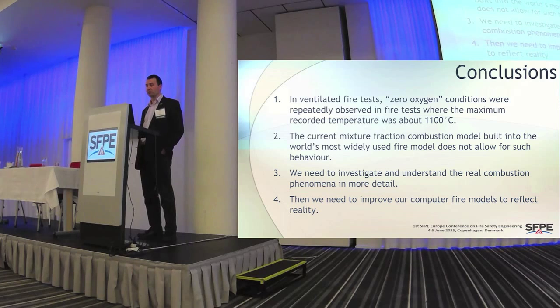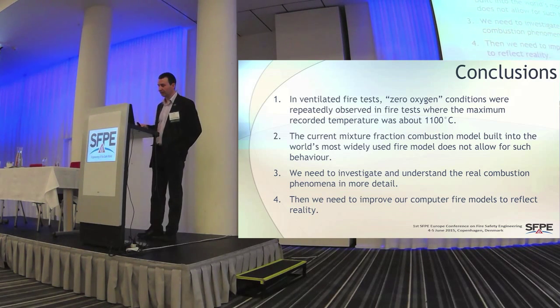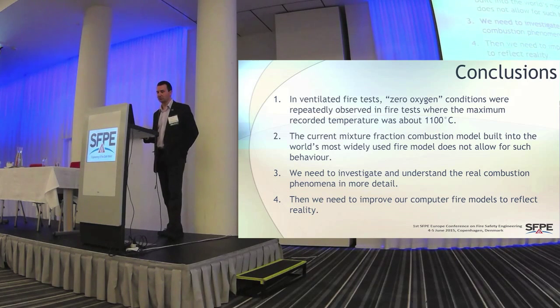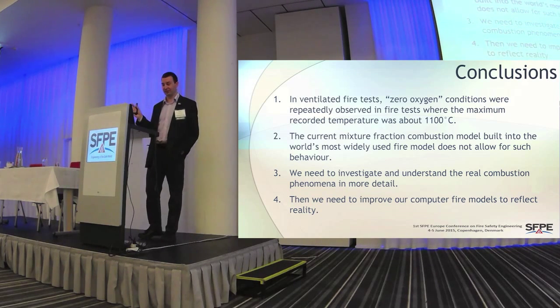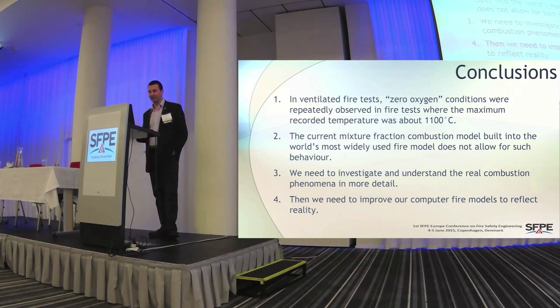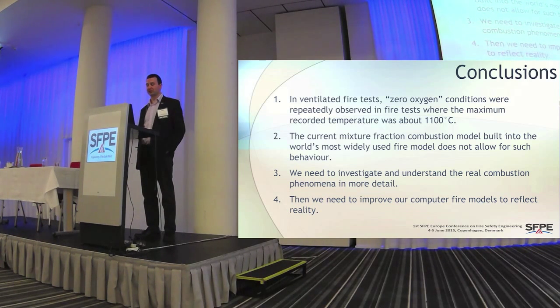Zero oxygen conditions were repeatedly observed in tests where the maximum recorded temperature did not exceed 1100 degrees or very slightly over that. The current mixture fraction combustion model that's used by the majority of CFD and other codes out there says that should not happen until you get to about 1400 degrees. So we've got about a 300 degrees uncertainty here, and that's quite a wide band. FDS cannot predict this behaviour because it uses the simple model.